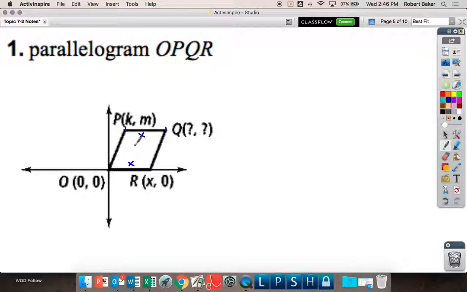How far is this vertex from the y-axis? It's k. So k plus x is the distance to the right, K plus X. M. And it's up m. I'm trying to be patient. Trying. So here's where this is going.